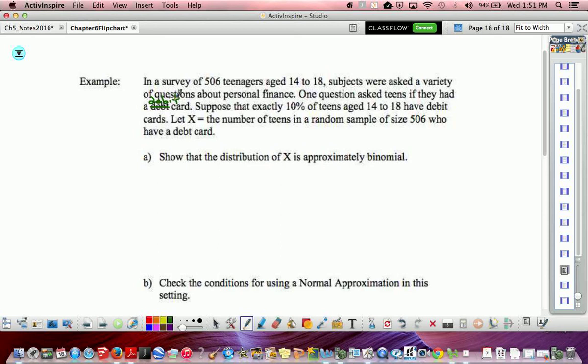Suppose that exactly 10% of teens age 14 to 18 have debit cards. So it says let X equal the number of teens in a random sample of size 506 who have debit cards.